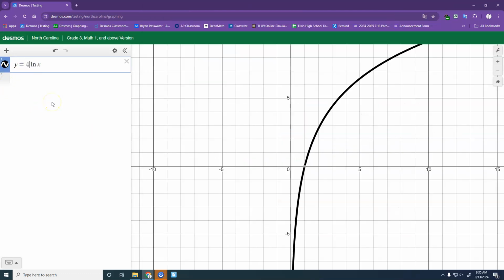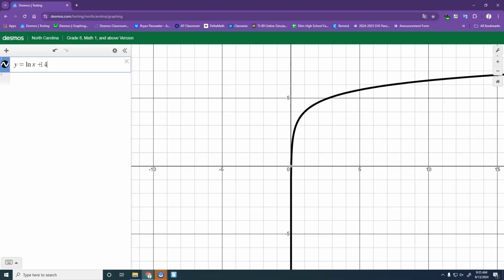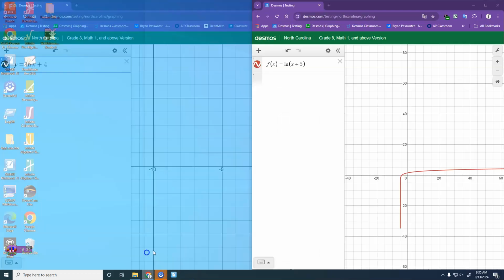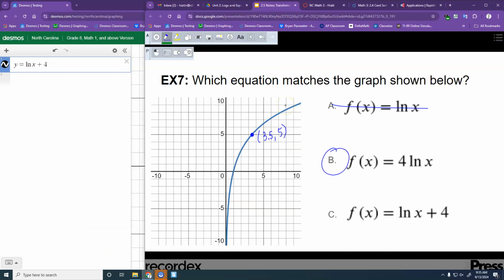If I put the 4 right here, let's see, like 3.5, it crosses 5. Now look right here. That's about 3.5, 5, right? That looks better. I think it's probably this one. Let's check the last one to see. If I just do a +4 at 5, that's not really like 3.5. That's sort of just moving it up. This one stretched it out. So that one would be B.